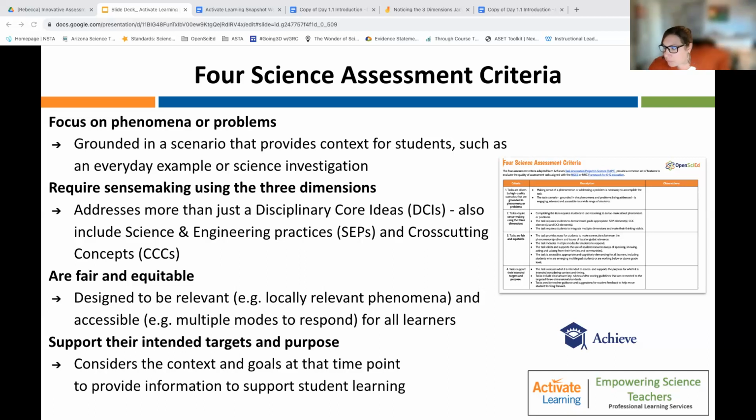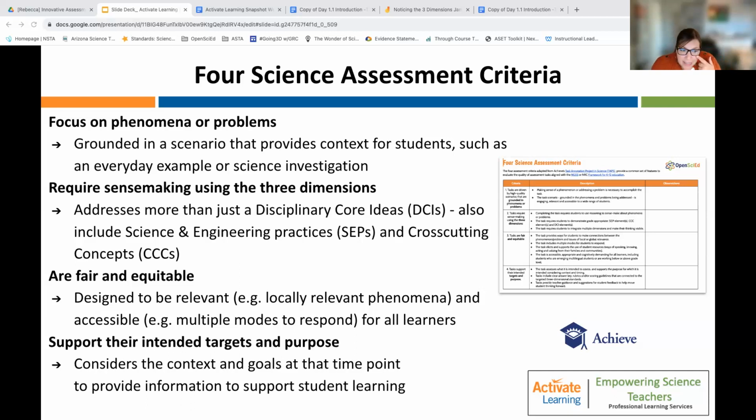Next, we've got the second criteria, which is about requiring sense making using the 3 dimensions. So remember, it's not about assessing rote memorization, that lower level thinking. This is much higher application thinking and sense making with the integration of the 3 dimensions. So we should see evidence of the orange, the blue, and the green, right?